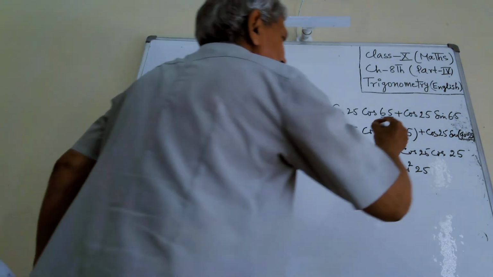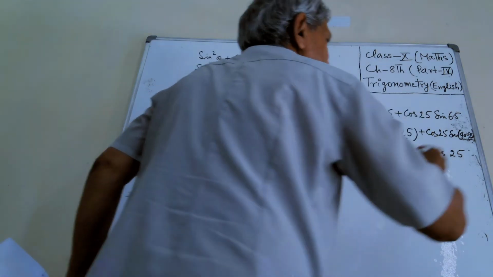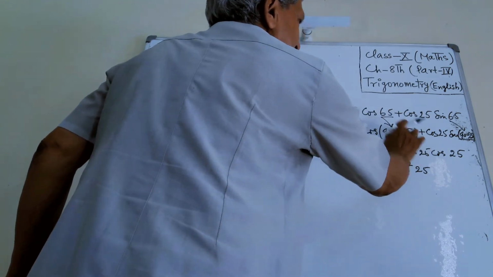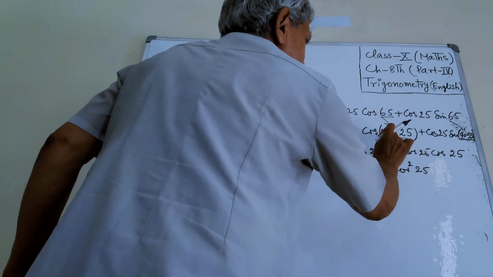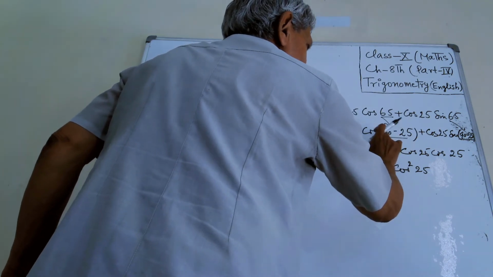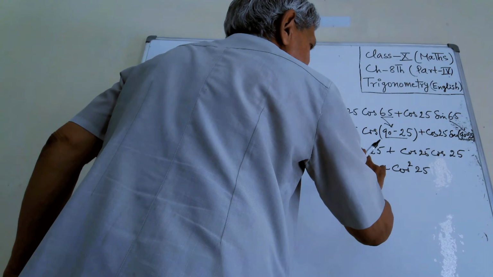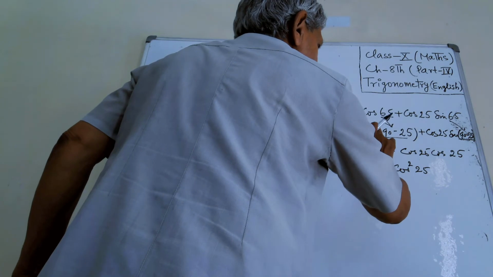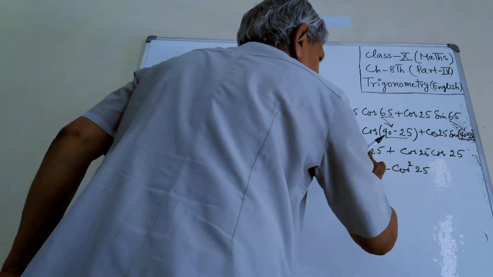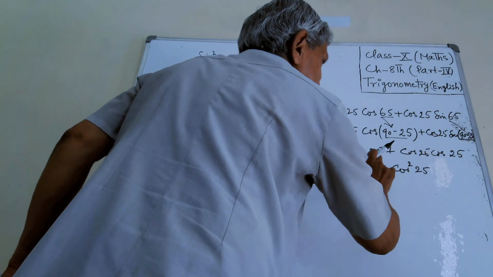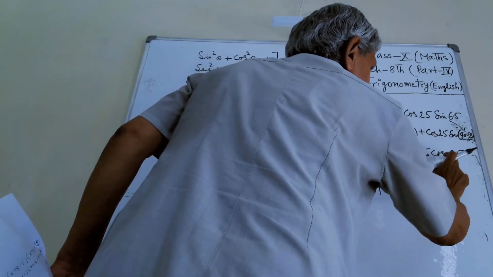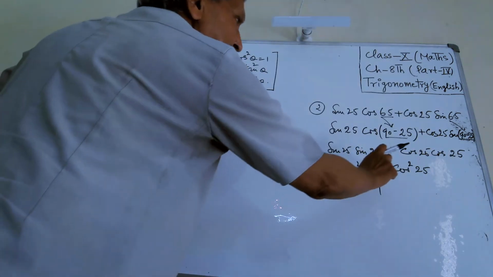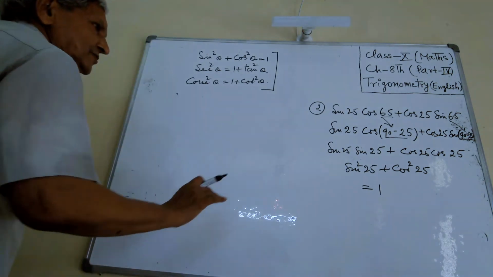See the change. This is the change here, and this is the change here. 65, 90 minus 25, 65. Now we remove 90, then sine will change into cos, and cos will change into sine, and this angle will remain as it is. In the same way, second entry, see here, this is also the same. Sine square 25 plus cos square 25 is equal to 1.